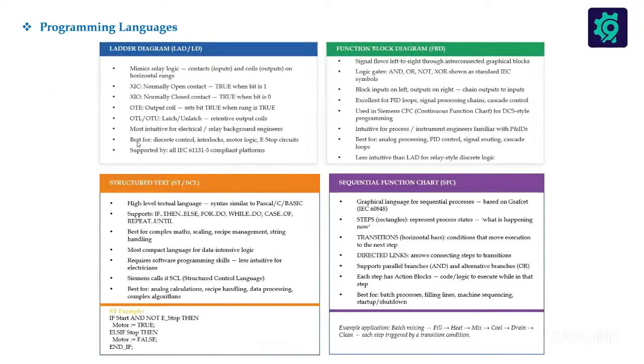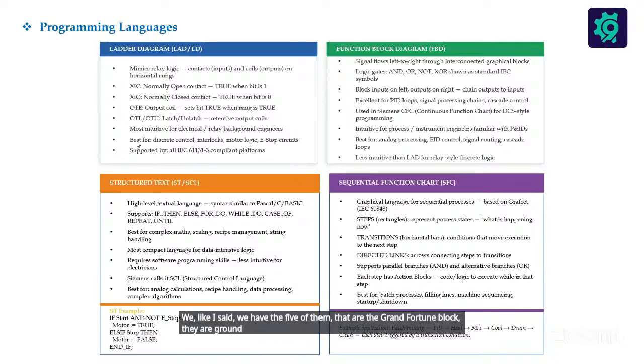Okay, so the programming languages. Like we said, we have five of them: ladder diagram, function block diagram, structured text, statement list, and sequential function chart. The ladder mimics the relay logic control, the contacts.